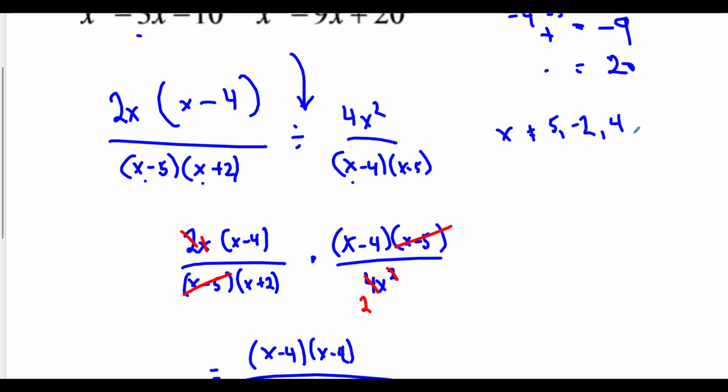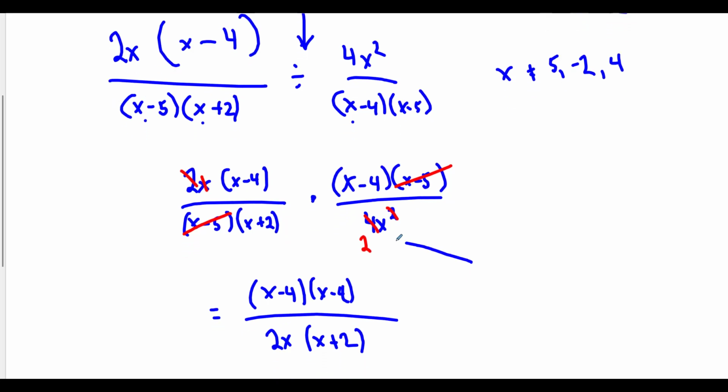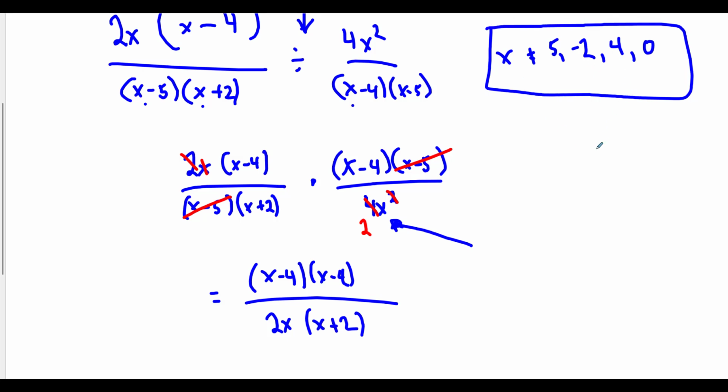But hold on. We flipped this fraction, meaning we got a new denominator, because now this term is in the denominator. It's a new term. We need to figure out what is the restriction upon that term. And that's just 0, because it's just x. X cannot equal 0. So we have 4 restrictions. So don't forget all 4.